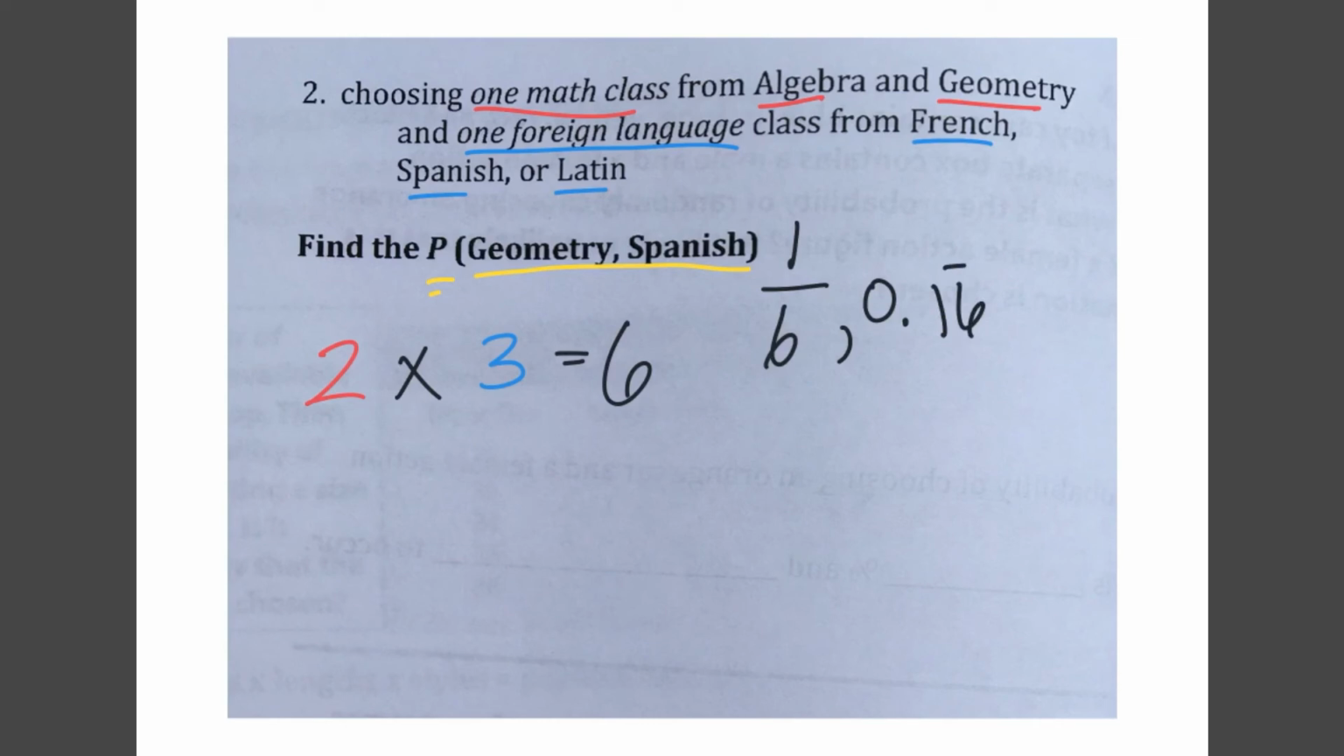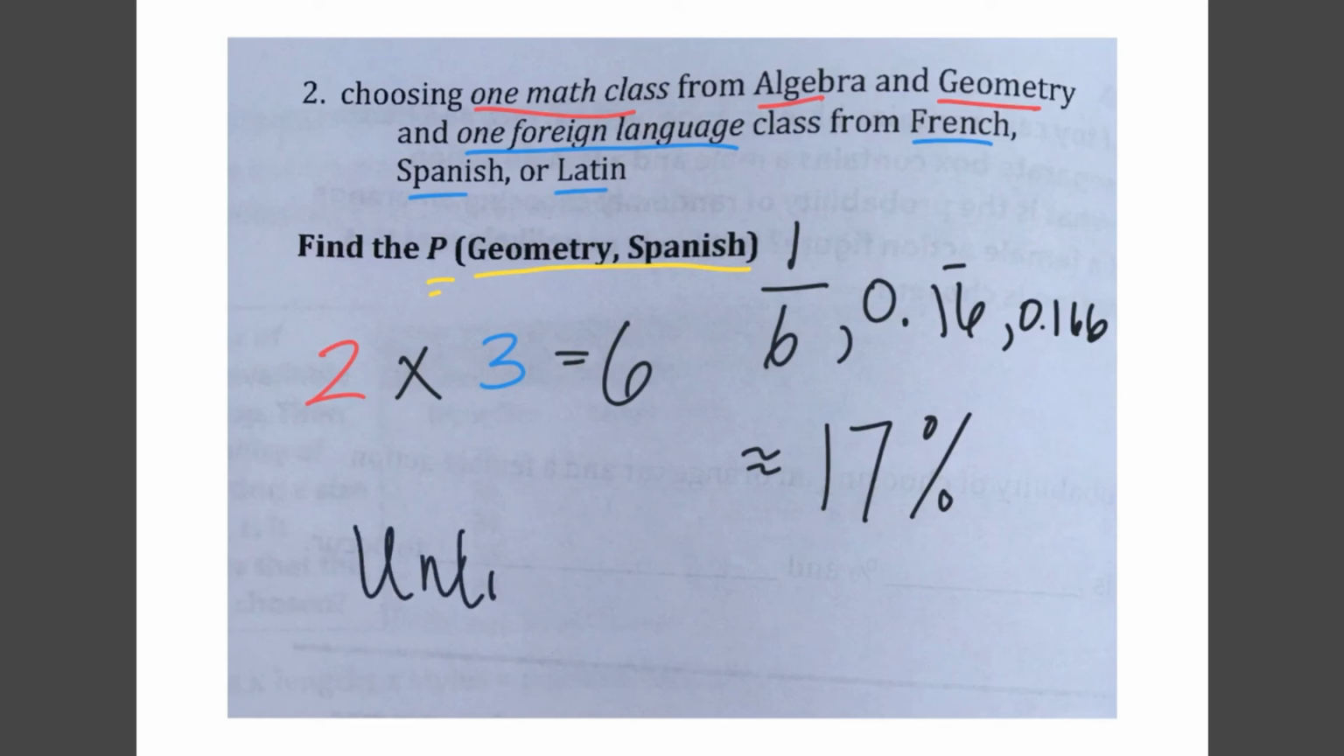Now 1/6, we know that it's unlikely. 0.16, when we look at that, it's really easier to understand as a percentage. So when I go to write this as a percentage, I need to remember that's 0.166, and I want to round that off. So it's going to be approximately 17%. So when we're looking at the likelihood of this to happen, it is not likely.